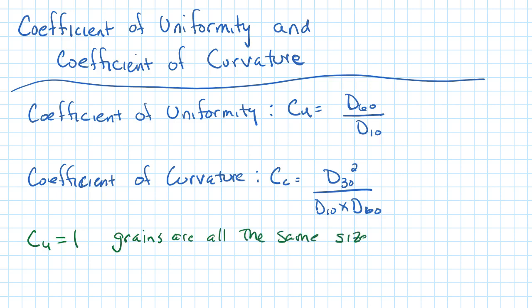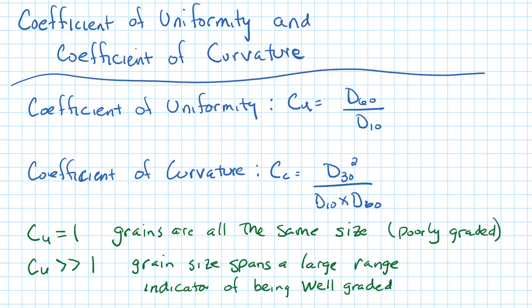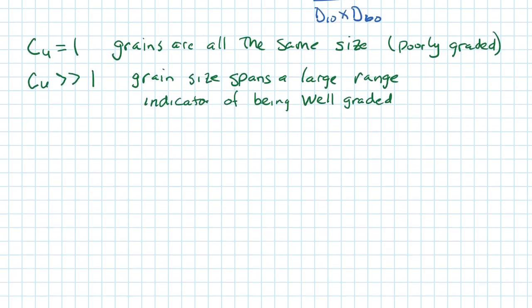When our uniformity coefficient is equal to 1, it indicates that all the grains are the same size. So we'd think that would be a poorly graded soil. If our uniformity coefficient is much greater than 1, the grain sizes span a large range of particle sizes, and that would be an indicator that our soil is well graded. However, we can't rely on our uniformity coefficient alone to determine whether or not the soil is well graded or poorly graded. So we also use the coefficient of curvature.